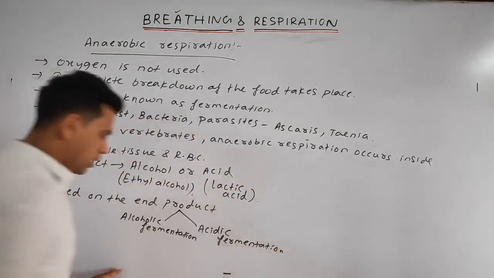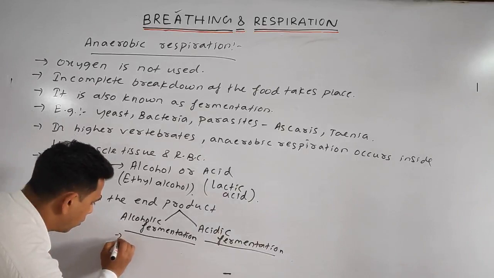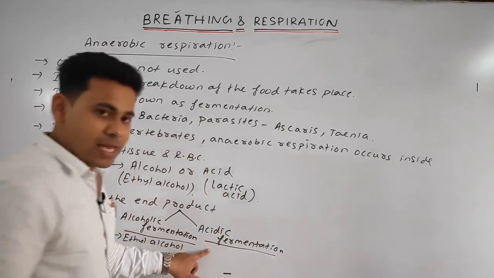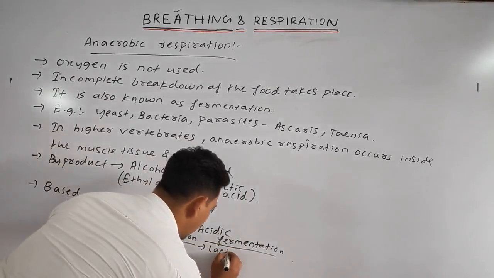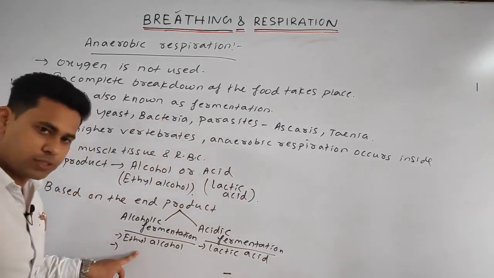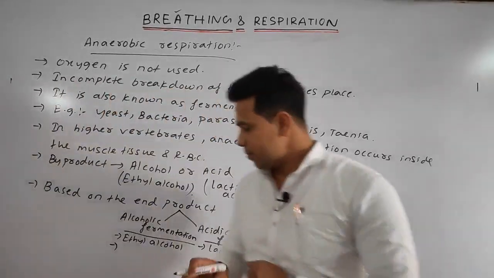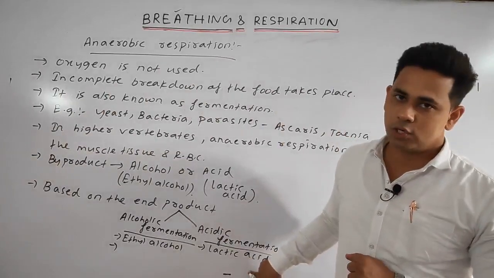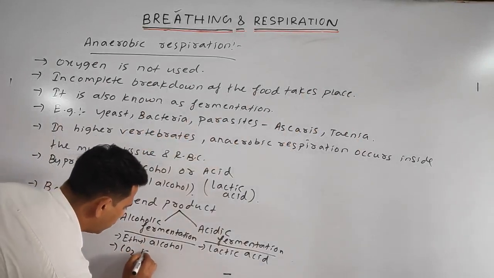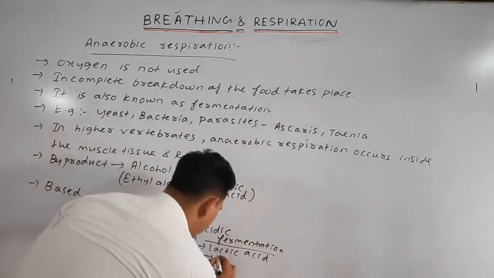Okay. Remember, in the alcoholic fermentation, the end product is ethyl alcohol. Here the end product is lactic acid. Remember, in this the CO2 is released. If you go by the equation, you will find that CO2 is released. But in the case of lactic acid, CO2 is not released. So in the case of ethyl alcohol, CO2 is released, but in the case of lactic acid, CO2 is not released.